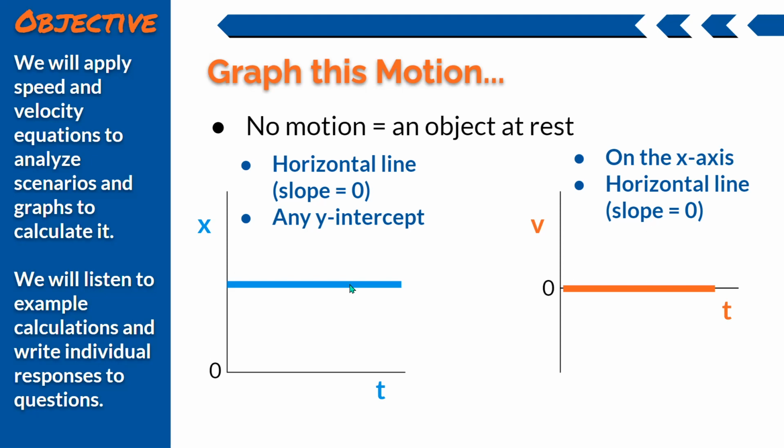Okay, so again, if you want to show an object that is not moving or at rest on your xt graph, that's going to be a horizontal line with a slope of 0, and it can have any y-intercept. On a VT graph, that's going to be a horizontal line on the x-axis. Okay, so again, we're just jotting down how these different types of motion will appear on these different types of graphs. So an object at rest, you should be able to identify it based on either the xt or the VT graph for that object.